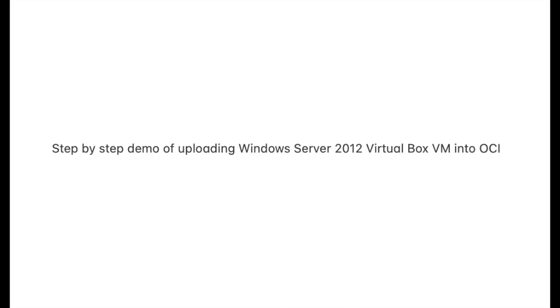Hi everybody. Today I'd like to show you a step-by-step demo of uploading the custom Windows Server image to Oracle Cloud Infrastructure. I will be using a VirtualBox VM on my machine, which runs Windows Server 2012, and I will upload it to my OCI account as a custom image and then create a compute instance from this image.